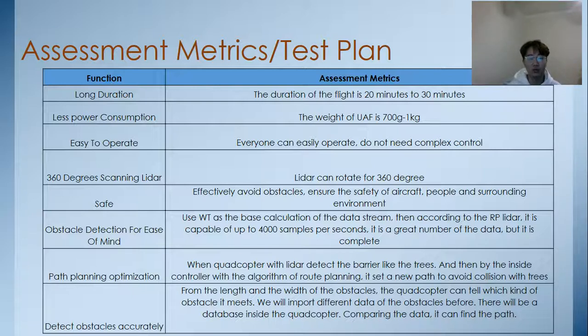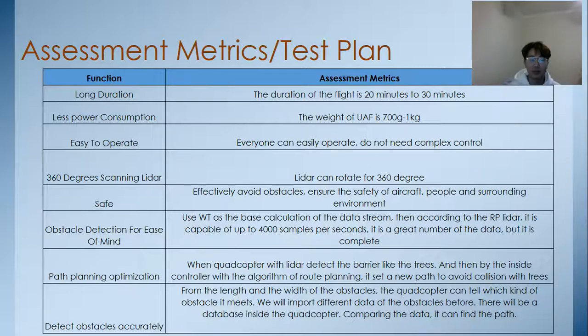We use WT as a base calculation of the data stream. Then, according to the RPA LiDAR, it is capable of up to 4,000 samples per second. It is a great number of data, but it is complete.